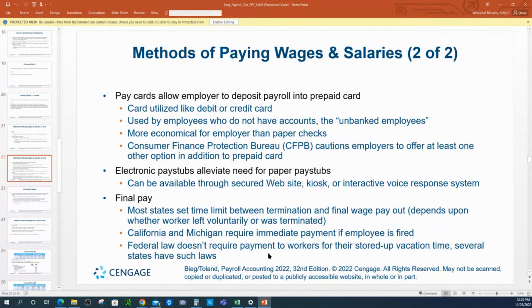Now, my understanding though is that it has to be a choice. The employees have to opt into it. So they can opt out of it. So they can choose not to be paid in that manner as well. Pay stubs. Employees like to receive pay stubs to determine how much they got paid, what the withholding was for that pay period.